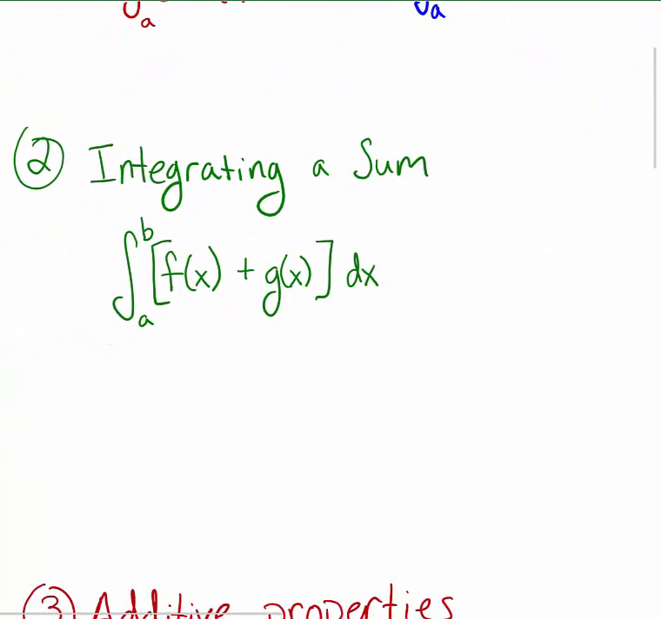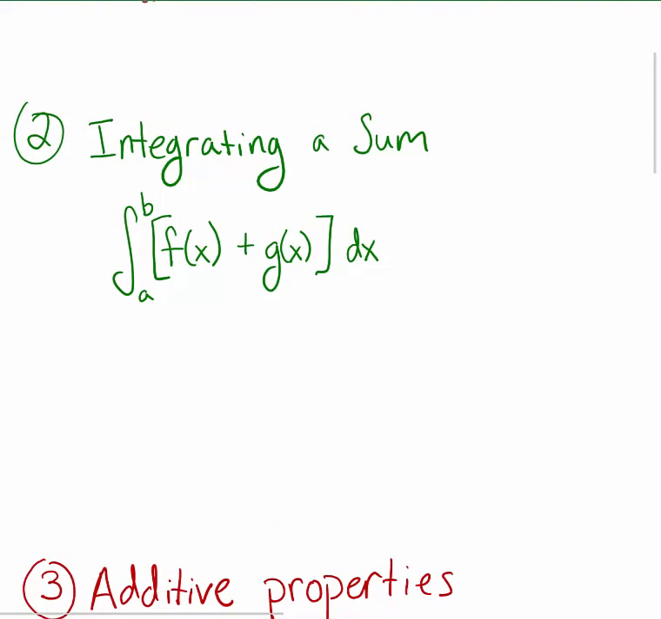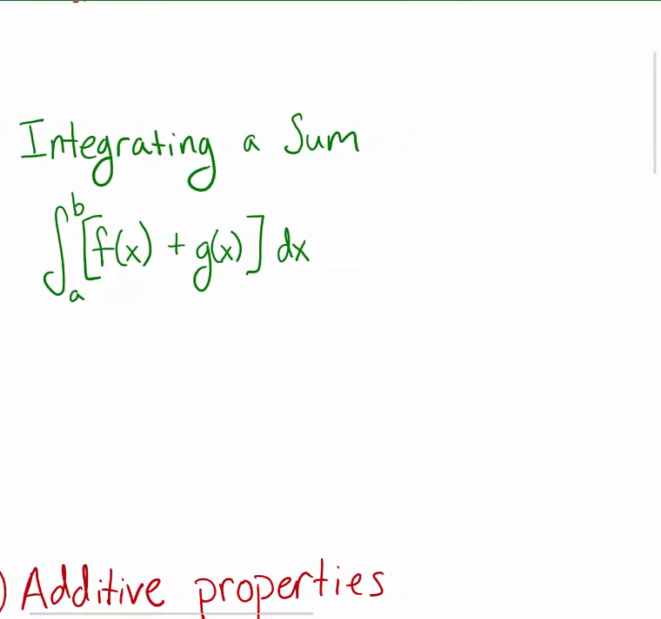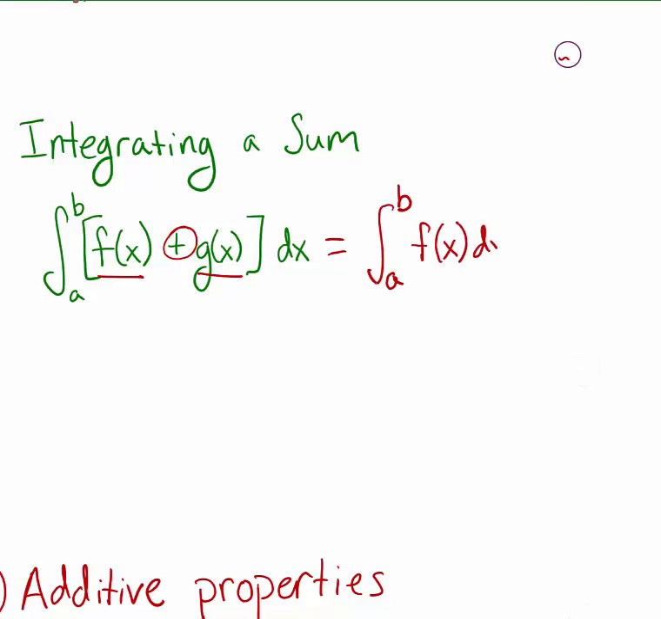The next rule we have is integrating a sum. And again, we've talked about this one as well. But so when we have two functions that are adding together, or you could be subtracting them, we can split that up into two different integrals. So this is the integral from a to b of f of x dx plus the integral from a to b of g of x dx.